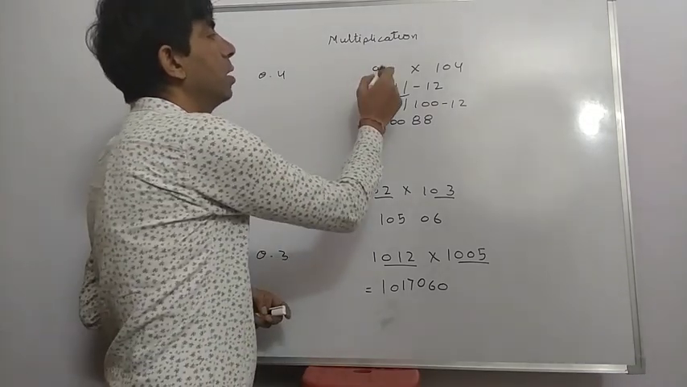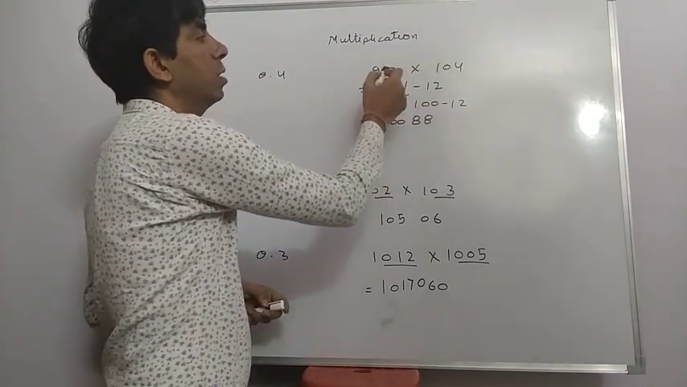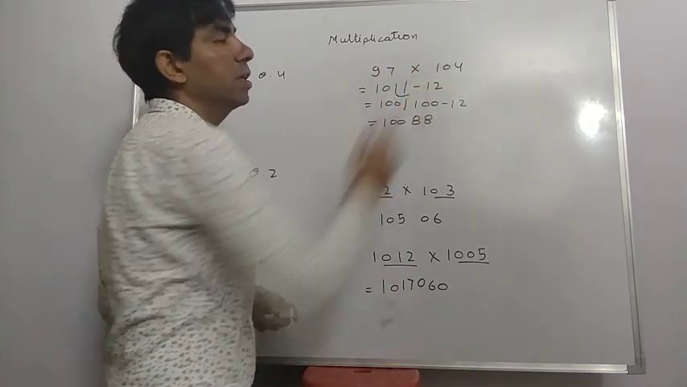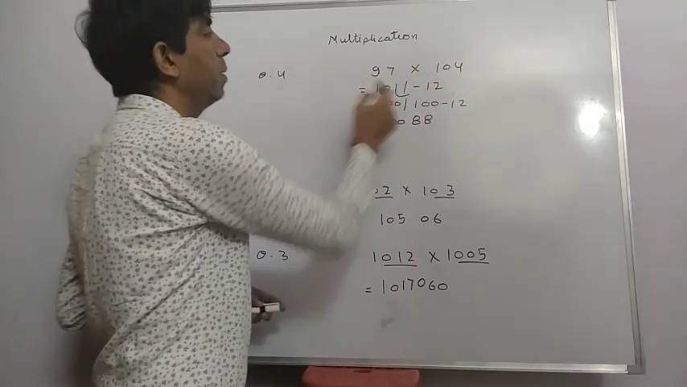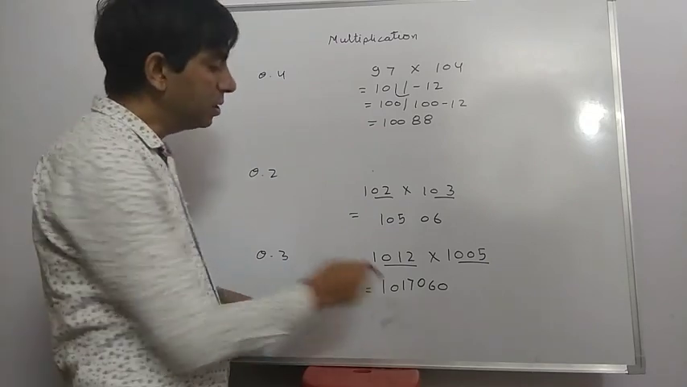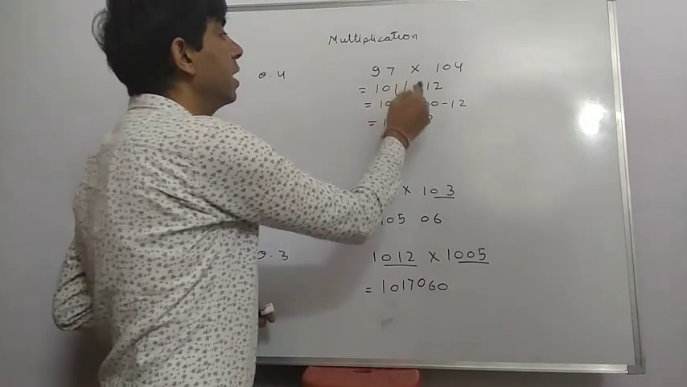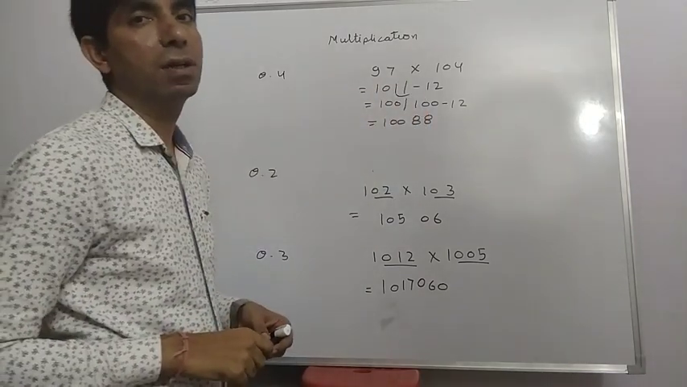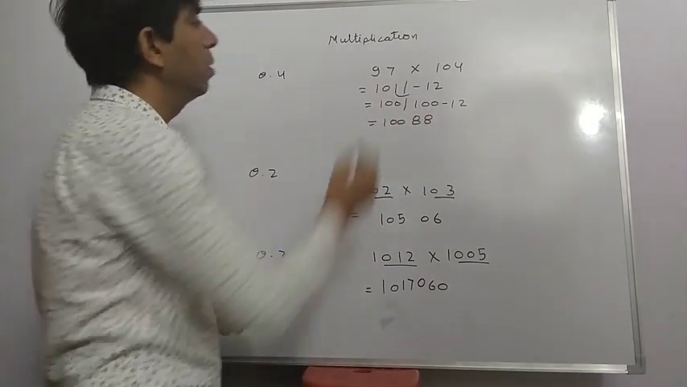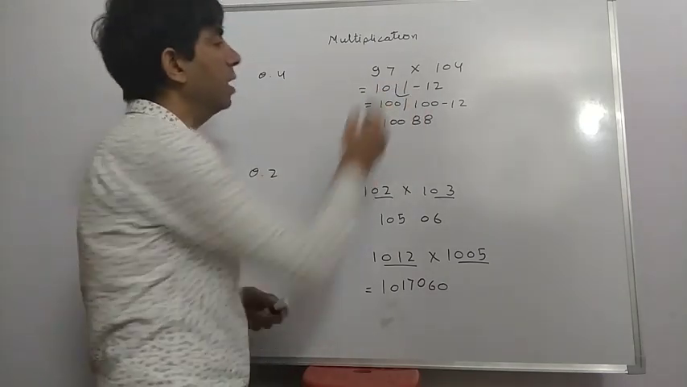Next we solve 97 and the other deviation, 04. Then the answer will be 101. Each time we write the number in continuation. That is the answer, but it is negative, so we cannot write it in continuity. So we give a carry.